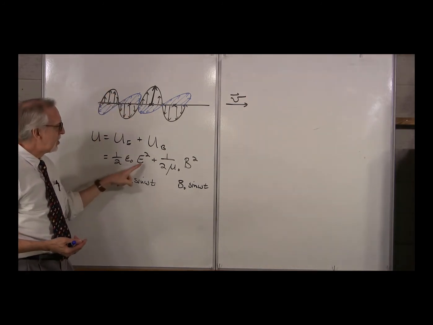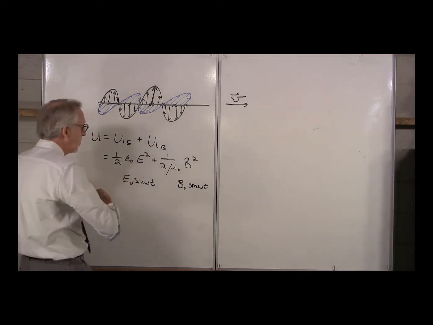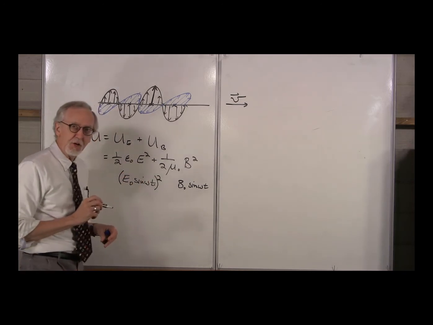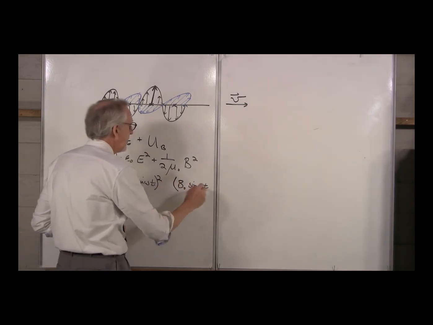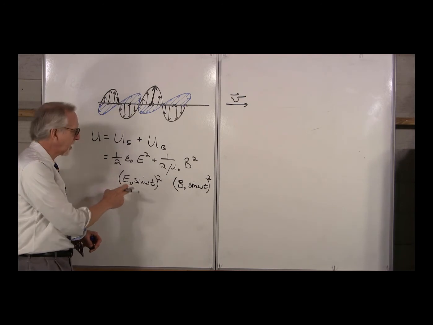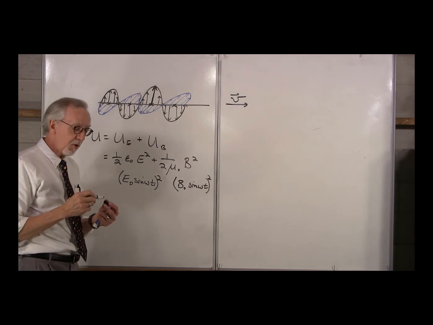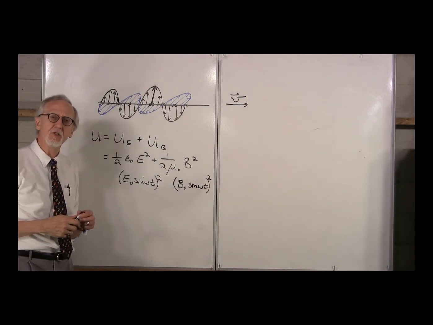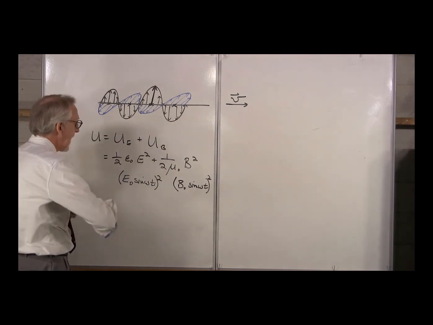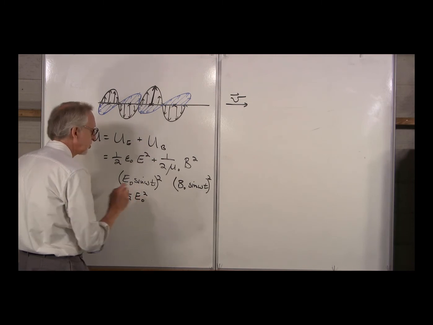What's the average of E squared, the magnitude squared? Excuse me, well, we would have to average E naught sine omega t squared and B naught sine omega t squared. Well, E naught is a constant. We could pull that out. What's the average of sine squared? Well, we did that before when we were looking at the power used in an AC circuit. We know the average of sine squared is 1/2. So the average of this would be 1/2 E naught squared.